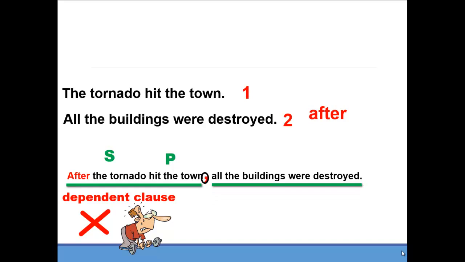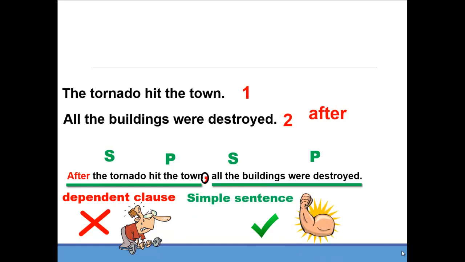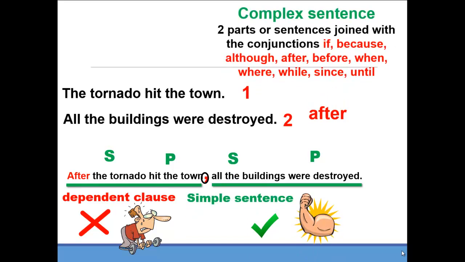Let's take a look at the other part. All the buildings were destroyed. Can we use this part of the sentence alone? Yes, we can use it. It is a simple sentence that can be used alone. The two parts together will make up a complex sentence.